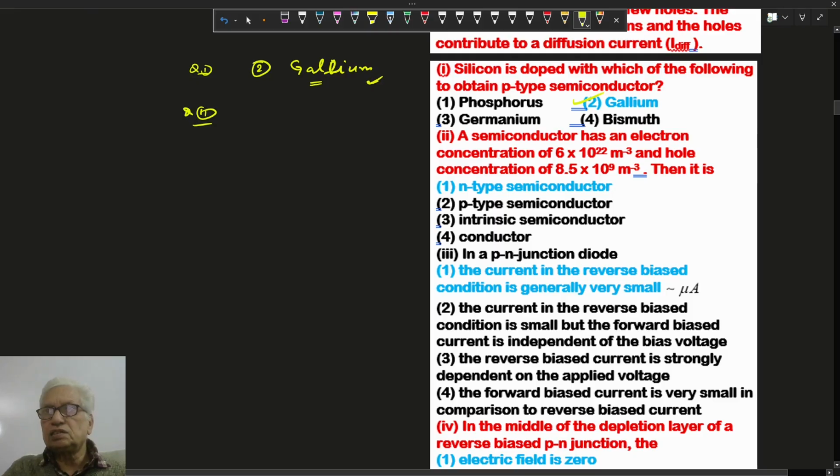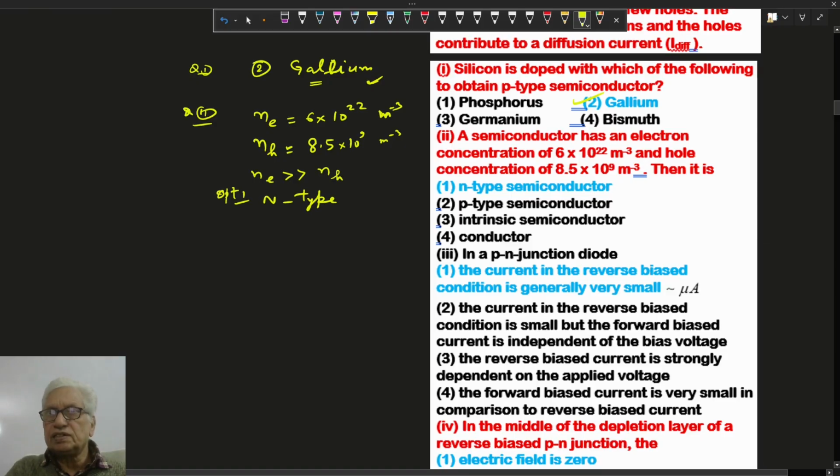Question 2. A semiconductor has electron concentration Ne of 6 into 10 to the power 22 per meter cube, and hole concentration of 8.5 into 10 to the power 9 per meter cube. Here Ne is more than Nh, so it is an N-type semiconductor. Option 1 is correct.